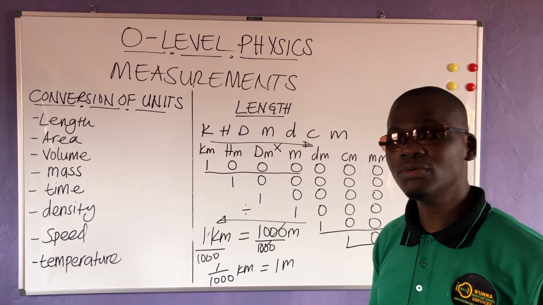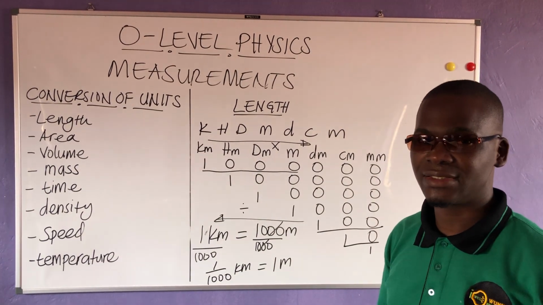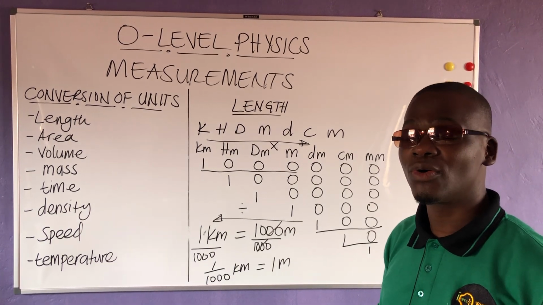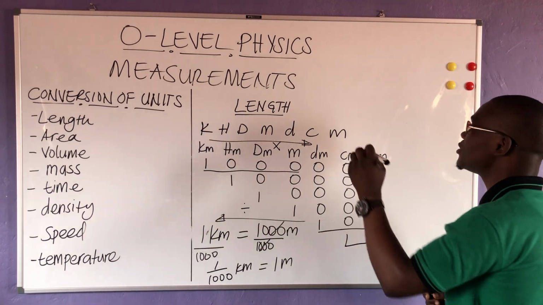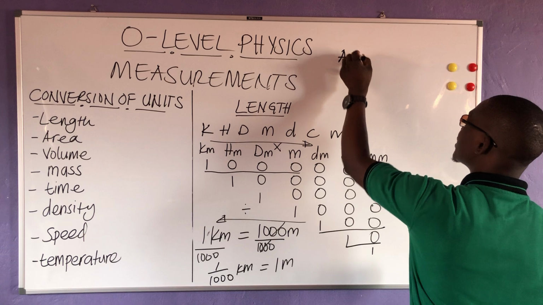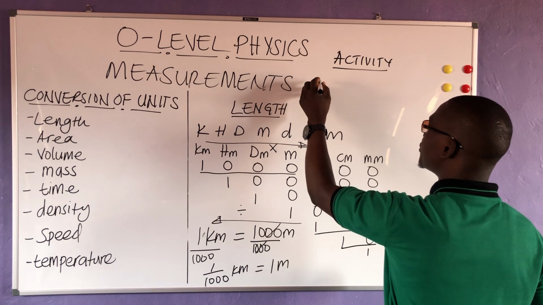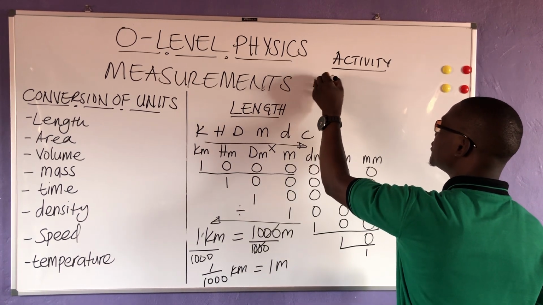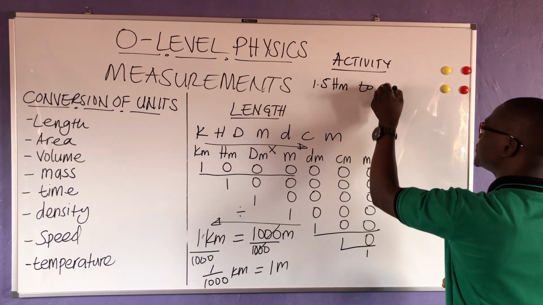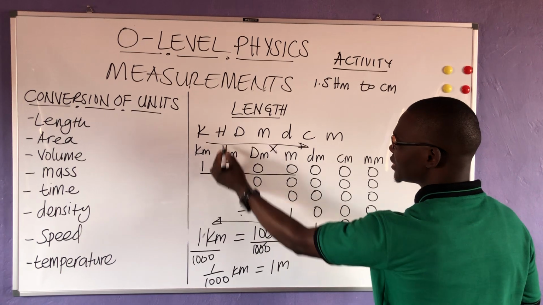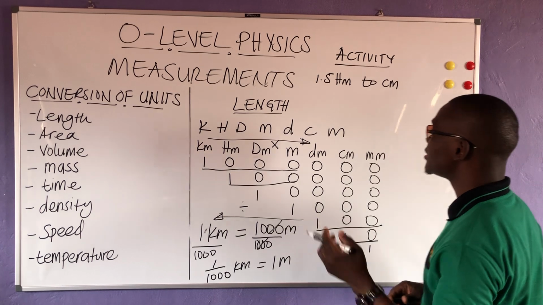But as we conclude, I want us to try out these 3 numbers, and maybe you might comment with your answers. Let us have a small activity. You are going to convert 1.5 hectometer to centimeter. So that is, we are at hectometer moving to centimeter. So you can now relate and see the equivalence.